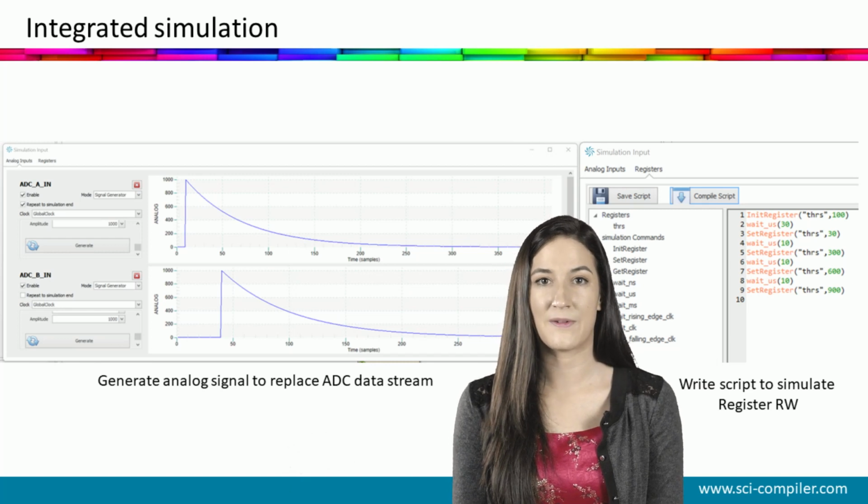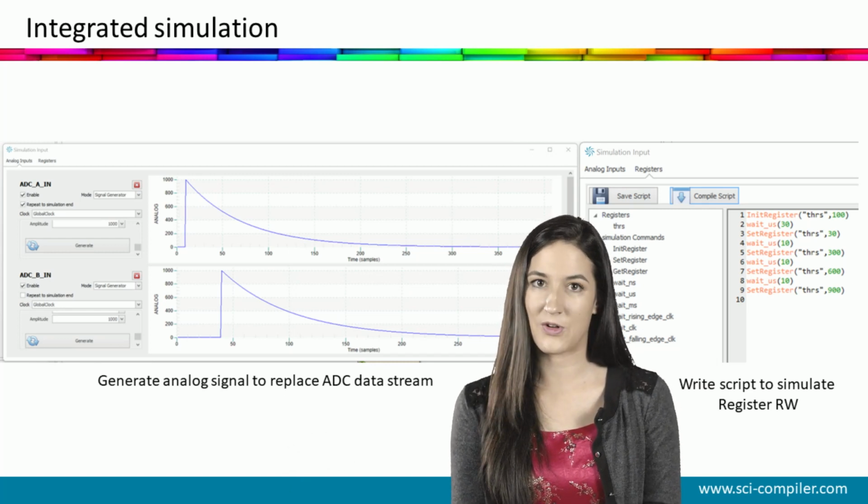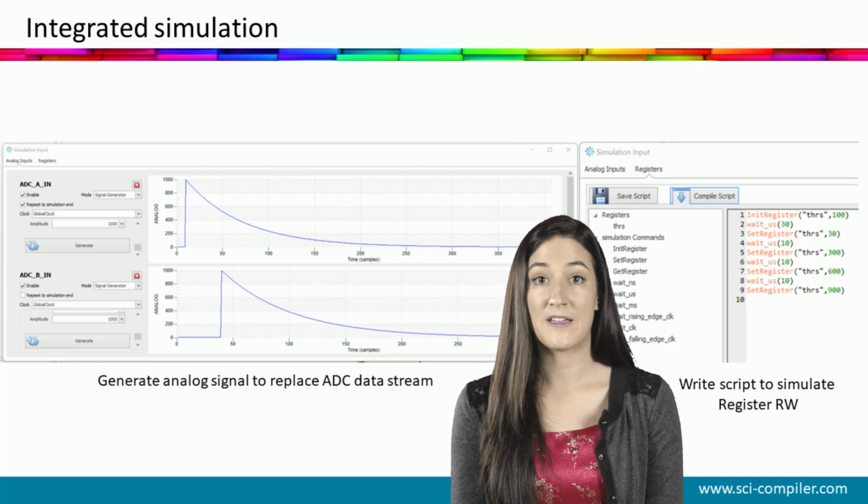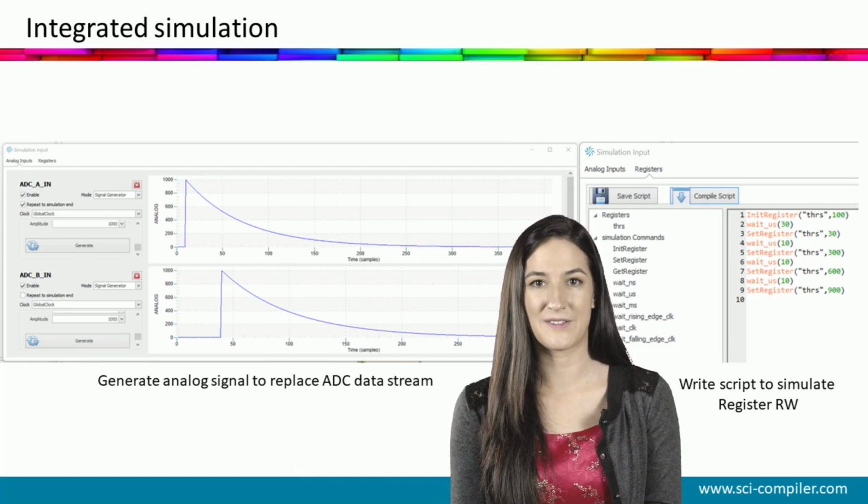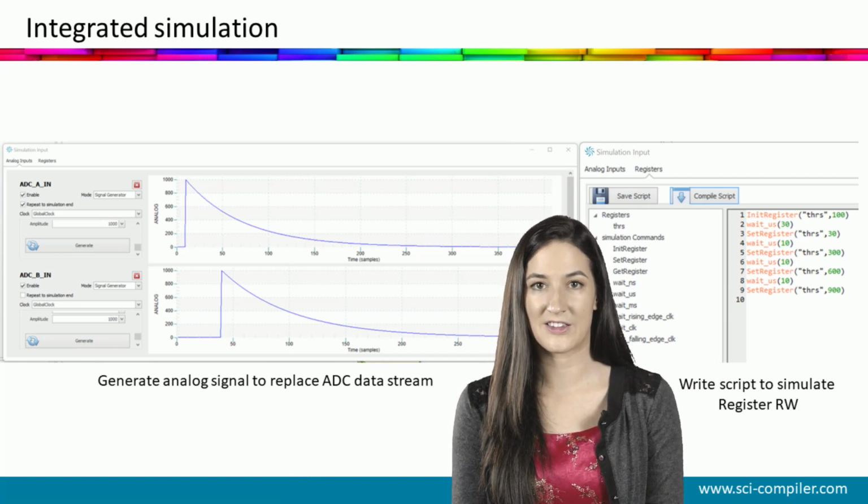SciCompiler features an advanced detector emulator capable of generating test stimuli to mimic the behavior of real detectors interfacing with firmware inputs. This allows the firmware's ADC input during simulations to be substituted with realistic data sources.